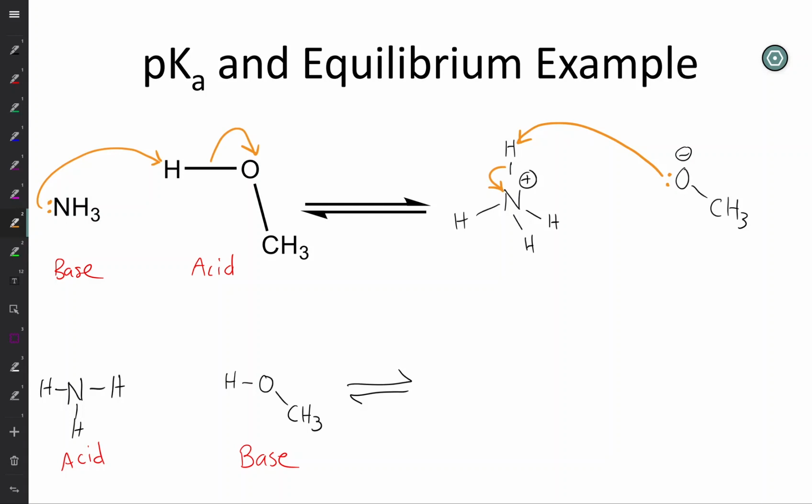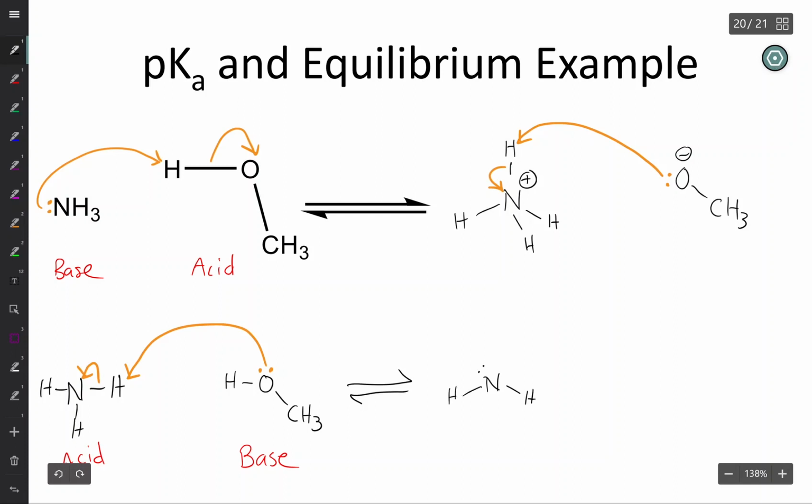In the second case, if CH3OH is going to act as a base, where would I start my arrows? Sammy? At the lone pair on O, and I would share with the hydrogen. That would give me NH2 minus, and then I would have CH3OH2 plus.